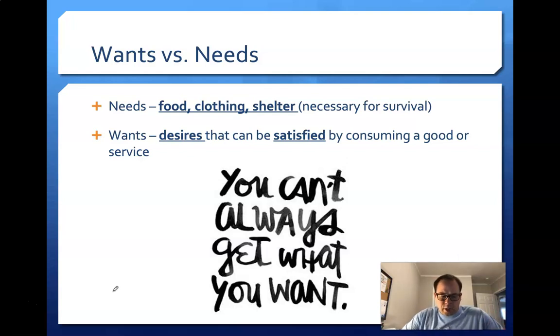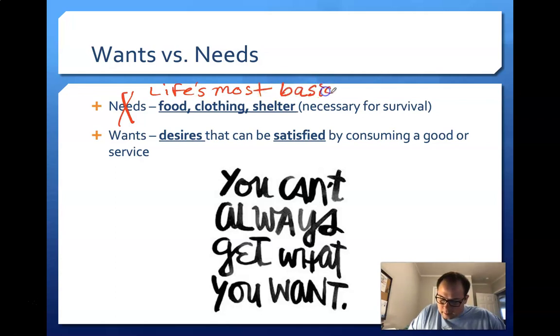Now, we're going to change things up a little bit here. Whenever we look at this, you can get rid of the term needs. Most economists don't believe there's such a thing as needs. They call it life's most basic wants. Everything is a want. Food, clothing, shelter is life's most basic wants, but still there's a level of want to it. There's no actual such thing as needs.